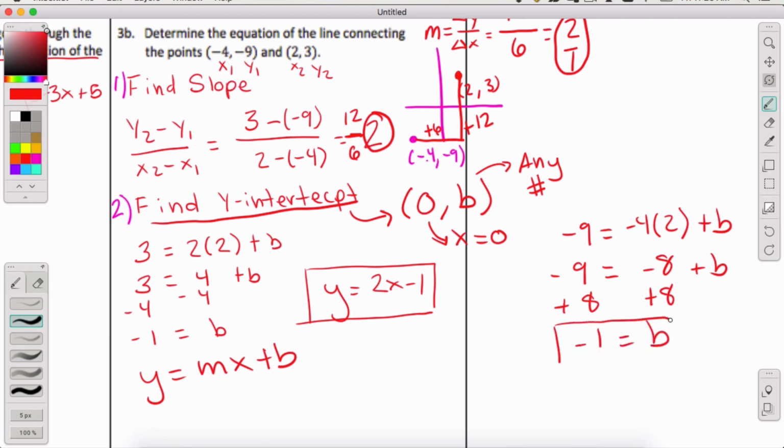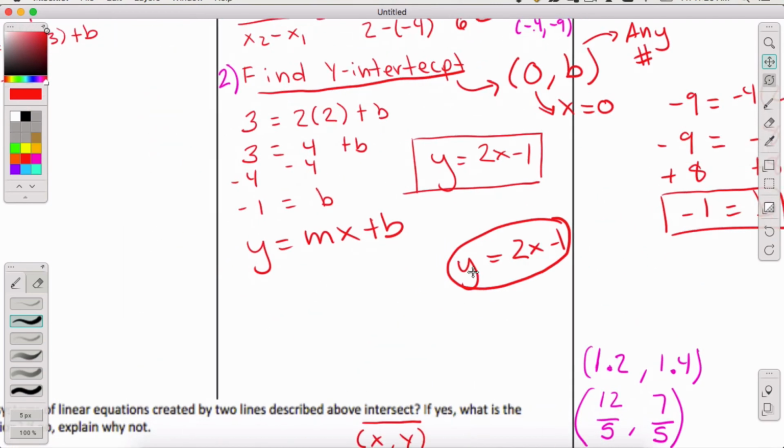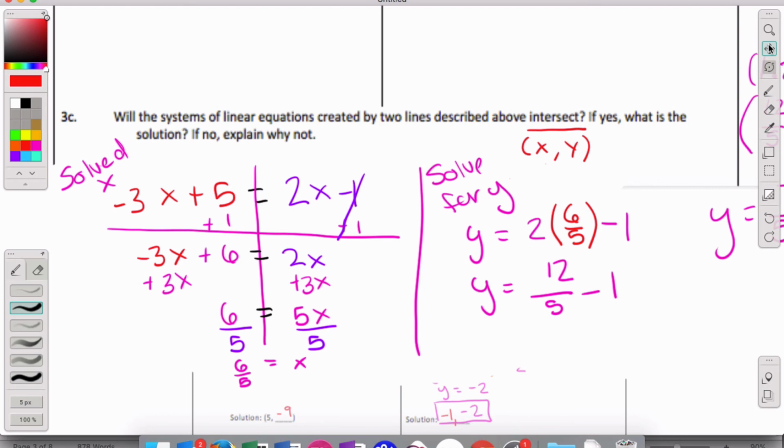There you go. So whenever you're saying determine the equation of a line connecting the points, they share the same equation, meaning that this equation, y equals 2x minus 1, represents these two coordinate points. This x, this y, makes this statement true. They equal each other.